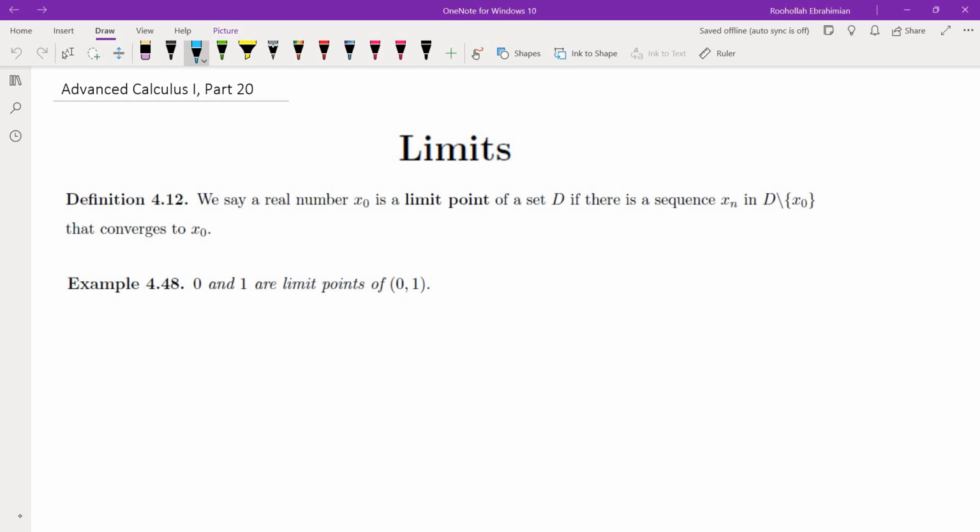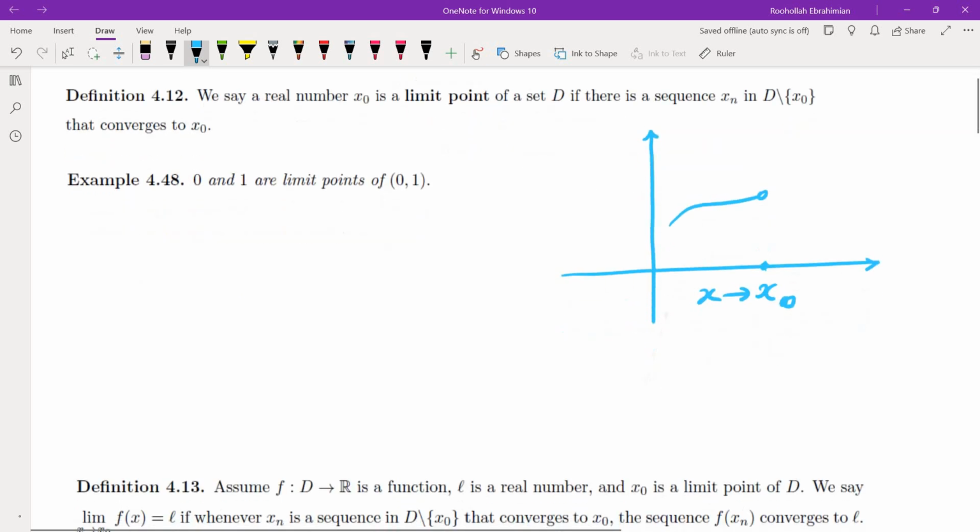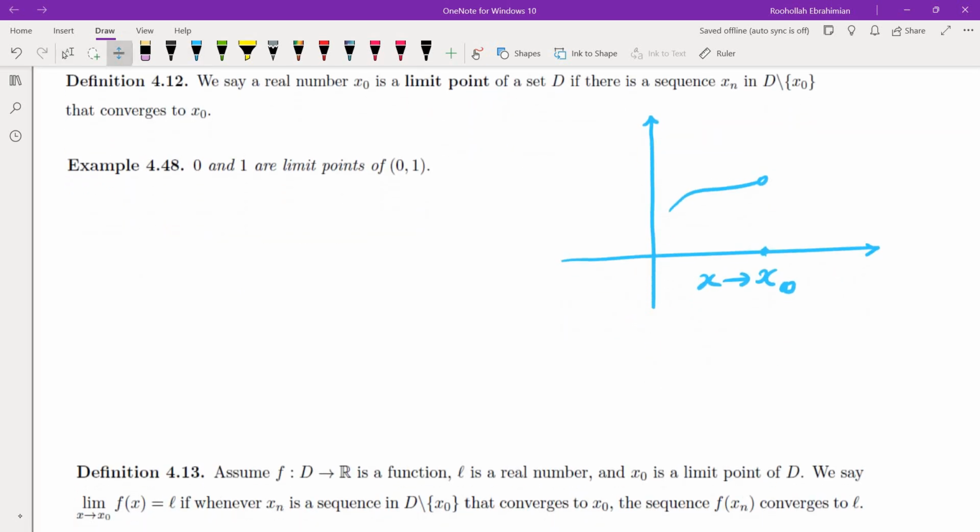So first, what is the definition of limit? In order to be able to define the limit of a function at a point, what we need is the idea of being able to approach a point. So the idea is, if you have a function and you want to find the limit of f of x when x approaches x naught, you want to be able to approach x naught. So in other words, you need to have points in the set, in the domain of this function, that in fact do get closer and closer to this point x naught.